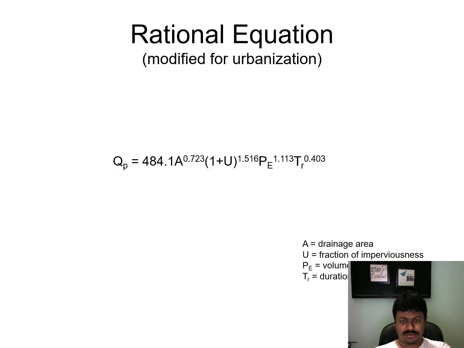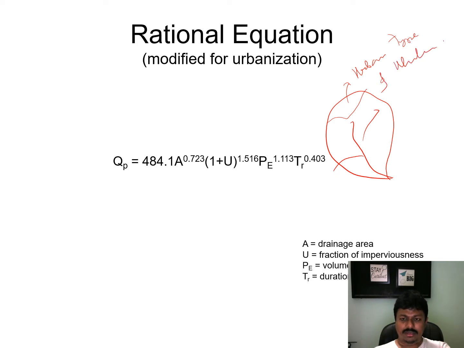Now let us come to the adjustment for urbanization. As you know, if you have a watershed, then some part will be under urbanization or urban type of utilization, and some part will have peri-urban type of utilization, and some part will be rural.